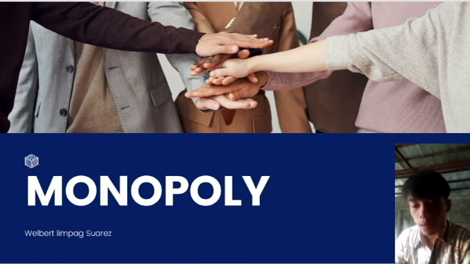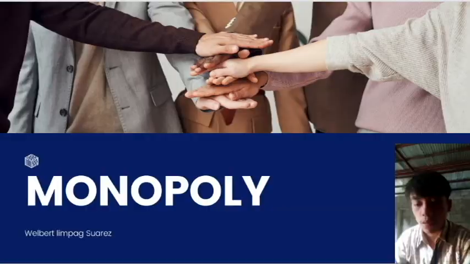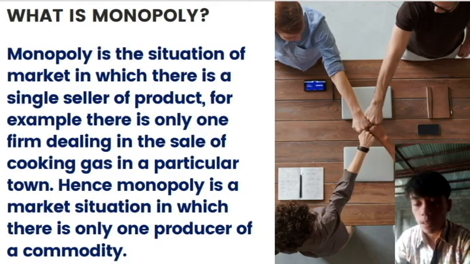Our topic for this morning is about what a monopoly is. Monopoly is a market situation in which there is a single seller of a product. For example, there is only one firm dealing in the sale of cooking gas in a particular town. Hence, monopoly is a market situation in which there is only one producer of a commodity.